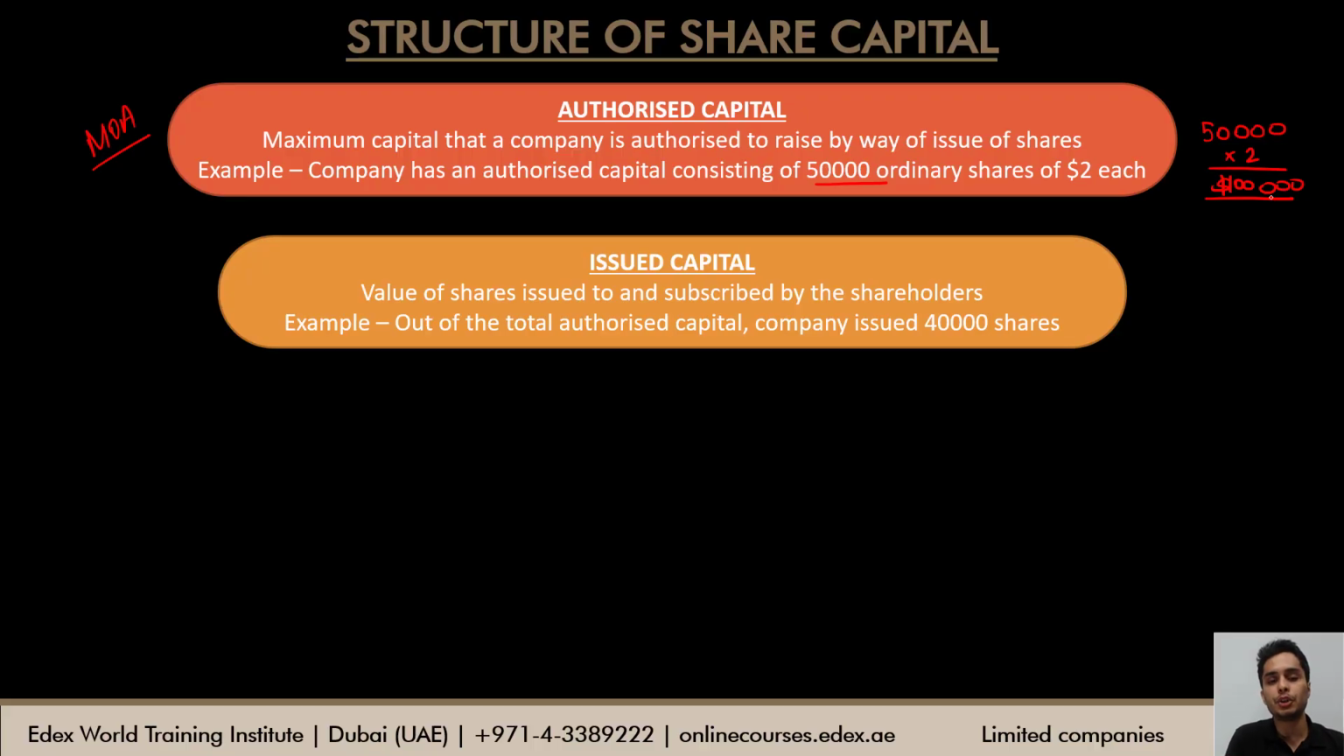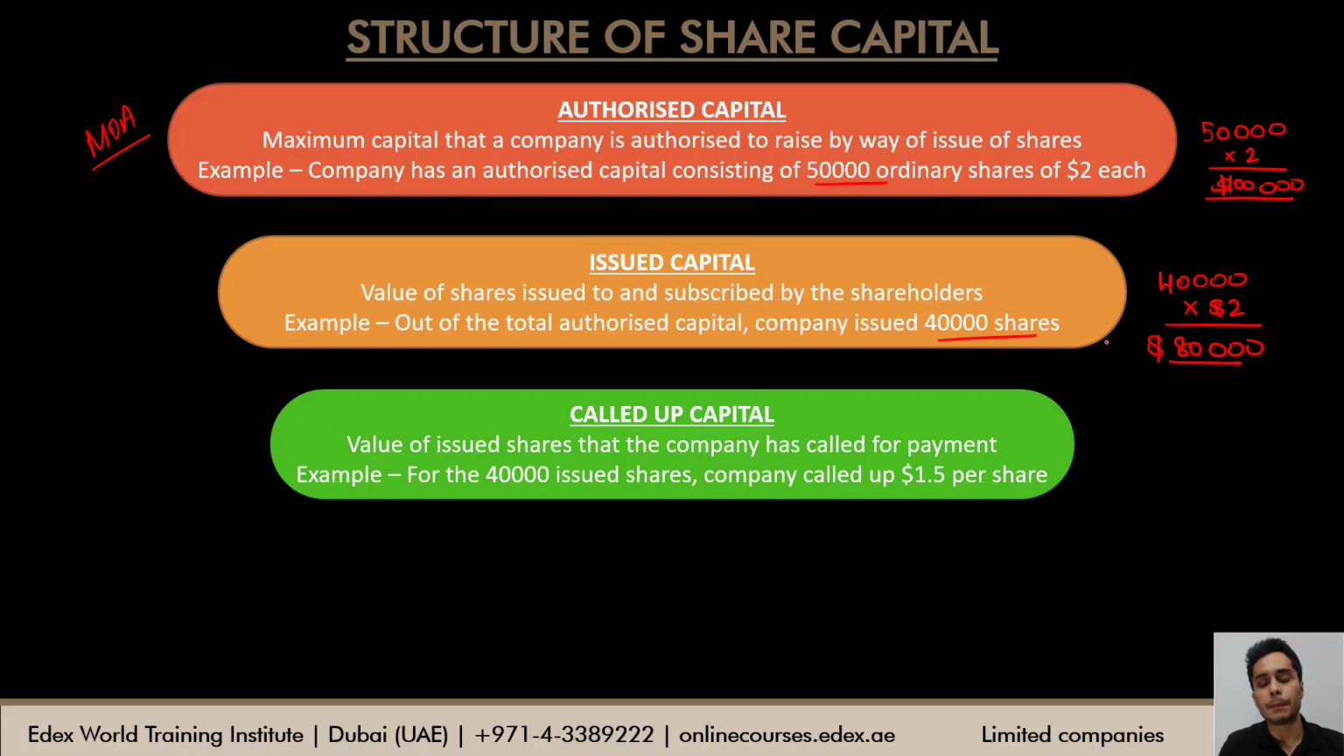Next is issued capital. Issued capital is that part of authorized capital which the company has issued to the members of the public and the people have subscribed to it. Basically, issued capital is the shares that have been already sold to shareholders or investors. Now, for example, out of the total authorized capital, the company has issued 40,000 shares. Out of 50,000, 40,000 have been issued. So in this case, issued capital would be 40,000 issued shares multiplied by $2 per share. $80,000 is the issued capital. So issued capital will always be either equal to authorized capital or less than authorized capital.